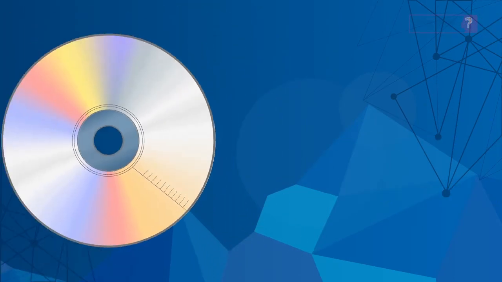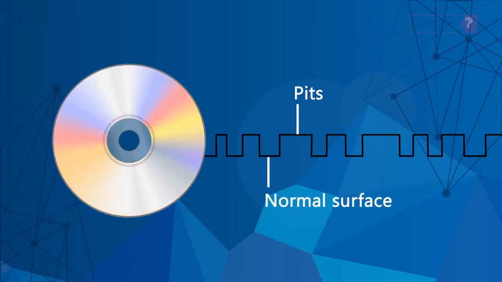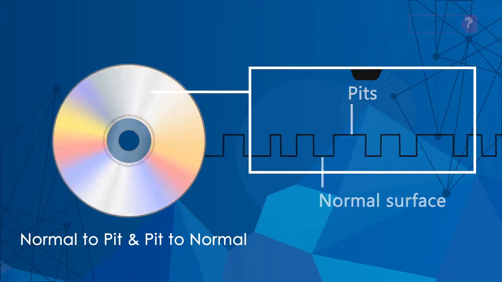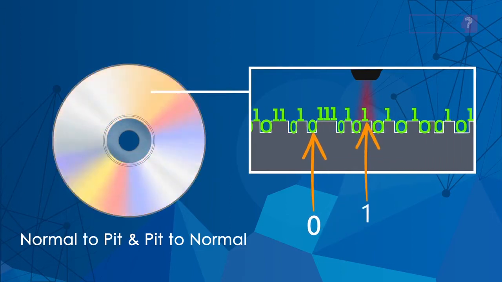Now to read this CD, the computer will rotate it and analyze its surface. During rotation, when the surface changes from normal to pit or pit to normal in a fixed time, the computer will read it as a zero. And when the surface remains either normal or pitted during that time, then the computer will read it as one.